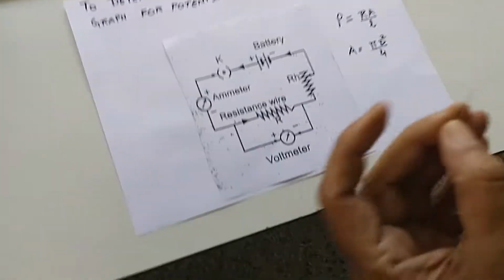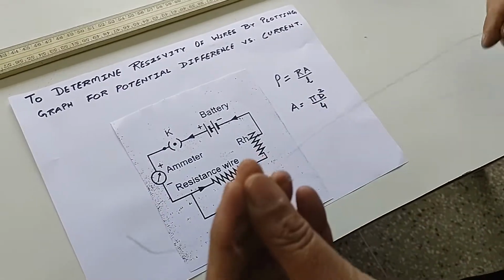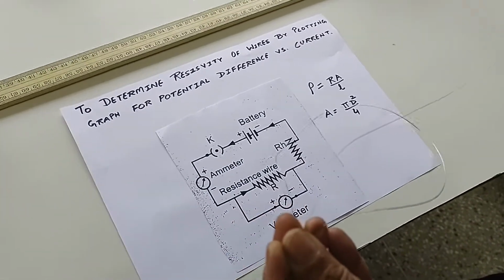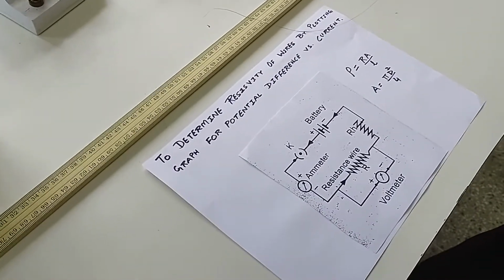So I have taken 2 wires, one is Constantan and the other is manganese, and I have taken the length to be 40 centimeter. Let's start now connecting the circuit.